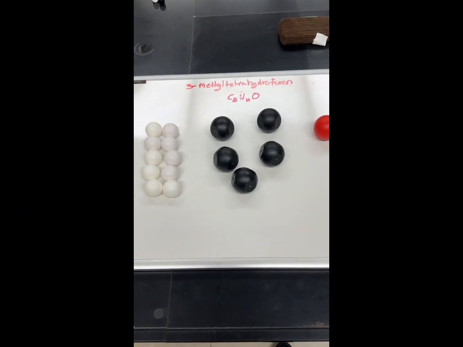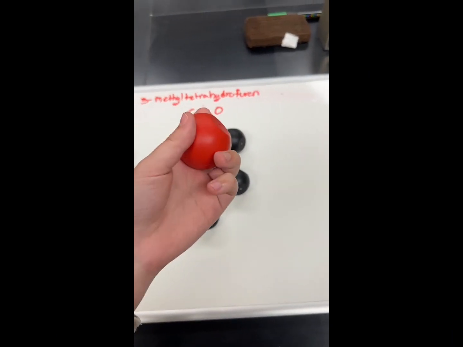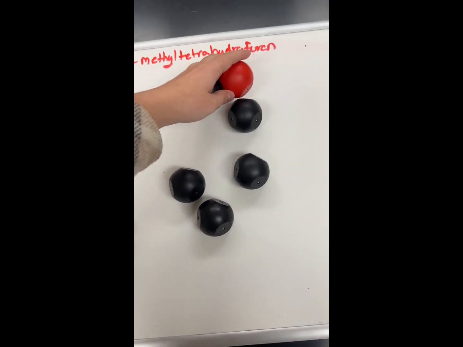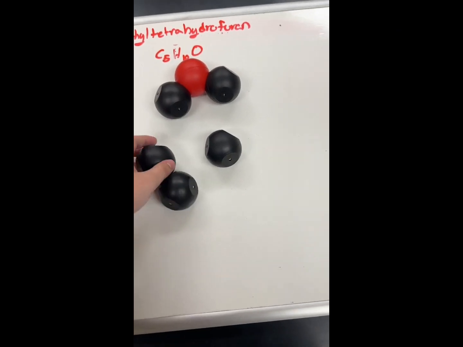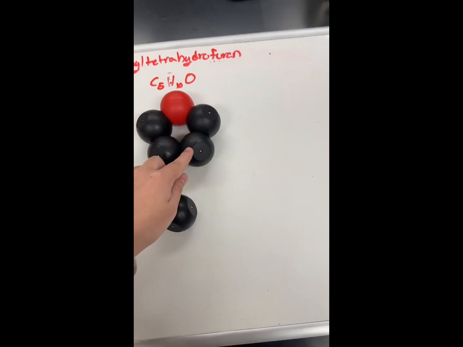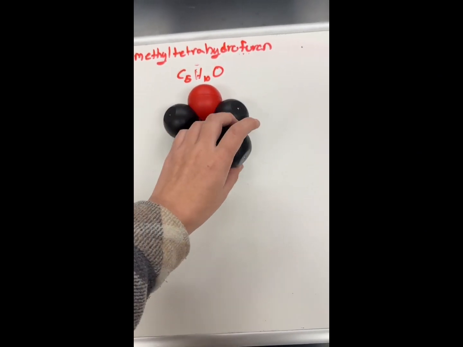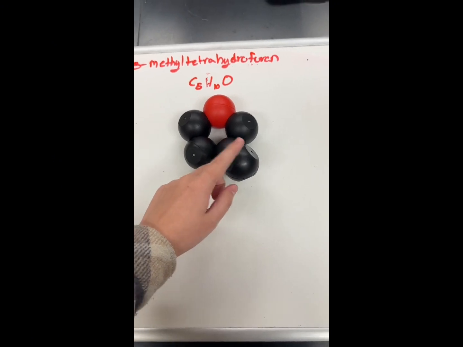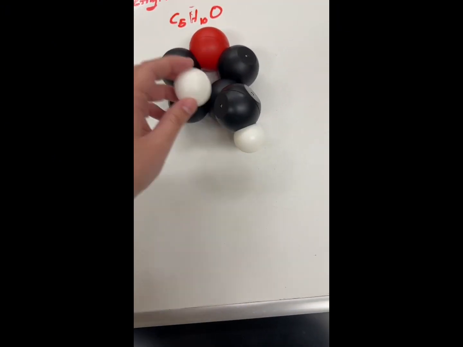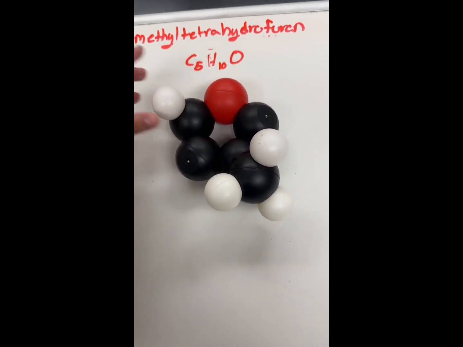All right, so in order to make 3-methyl tetrahydrofuran, what I'm first going to do is I'm going to start with this oxygen, and then I'm going to connect it to these first 2 carbons. Then I'm just going to take these 2 and complete the ring, which is where that 1 degree of unsaturation will come from. Then we just attach this carbon to make that little methyl group that attaches to the end of it. And then we're just going to attach these hydrogens to all of the carbons.